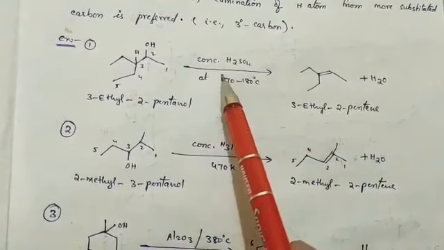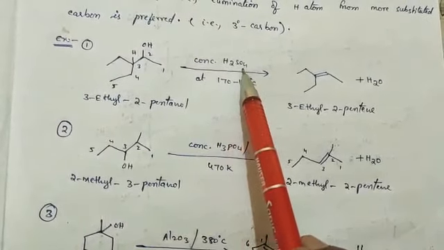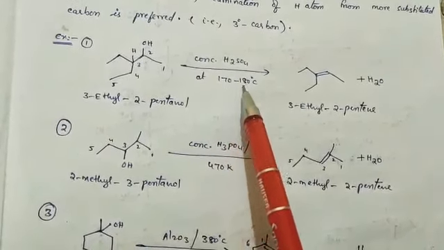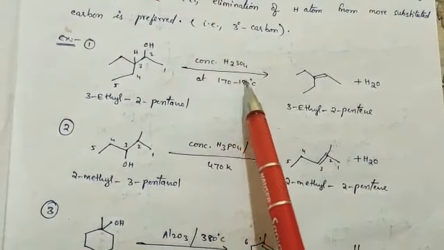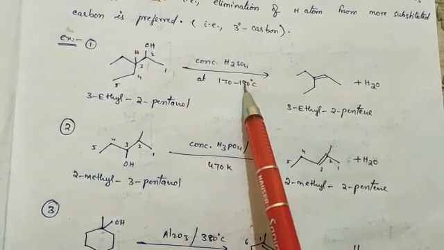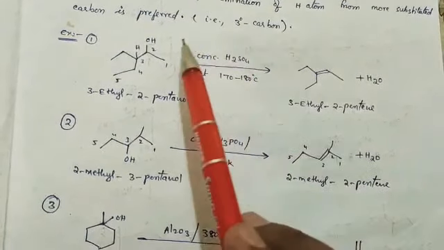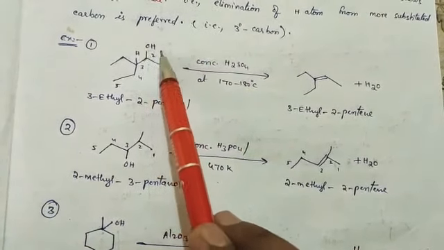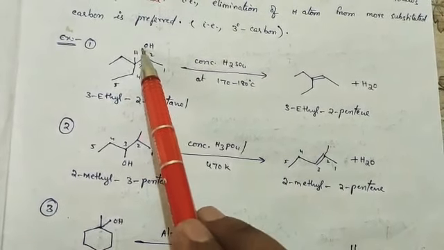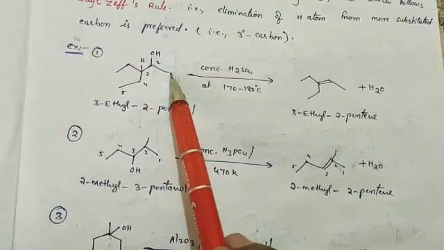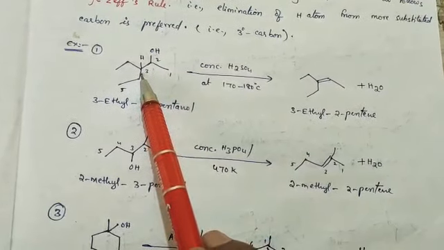So 3-ethyl 2-pentanol we are adding concentrated H2SO4 at 170 to 180 degrees Celsius. Whenever we use this reagent at this temperature, then it always eliminates water. That means we have to eliminate one OH, that is a leaving group, and we have to eliminate one hydrogen from right hand side carbon or left hand side carbon.